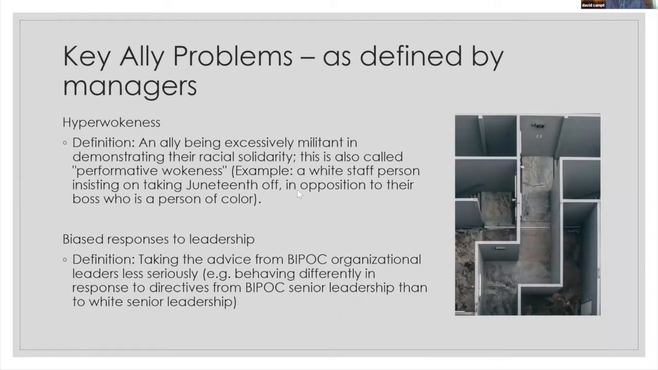Okay, so one of the things that came up was the issue of what might be called hyper wokeness. That's an ally being excessively militant in demonstrating their racial solidarity. Sometimes people call this performative wokeness. For example, there was an instance where a white staff person was insisting on taking Juneteenth off in opposition to their boss, who was a person of color. That's an excessive wokeness that might arguably be performative, but certainly caused some disruption in the organization.